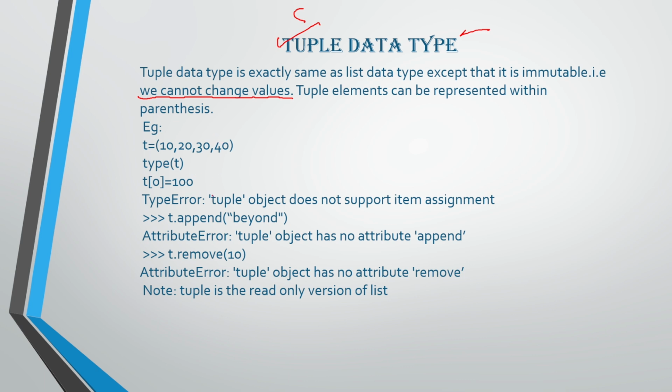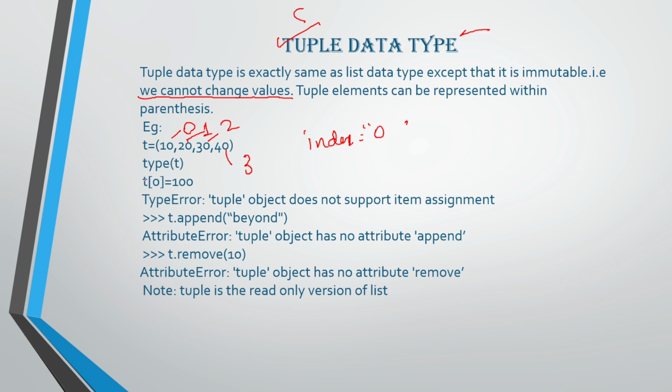Now, for example, t is equal to, inside the parentheses, 10, 20, 30, 40. And when you give type of t, it is going to tell you at what place each value is. So the indexes will be 0, 1, 2, and 3, and so on. The indexes are going to start from 0, from the left hand side. So: TypeError, tuple object does not support item assignment.